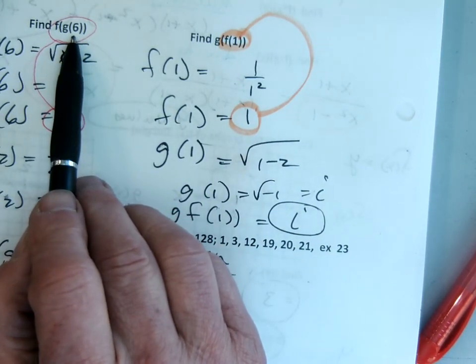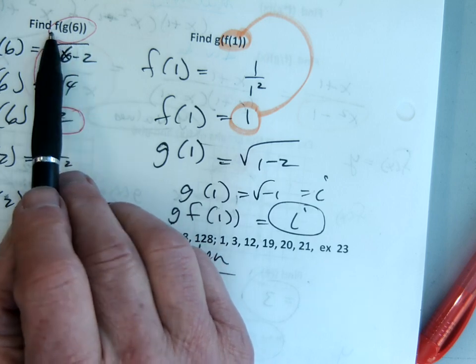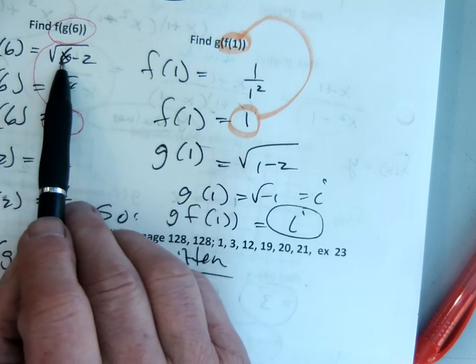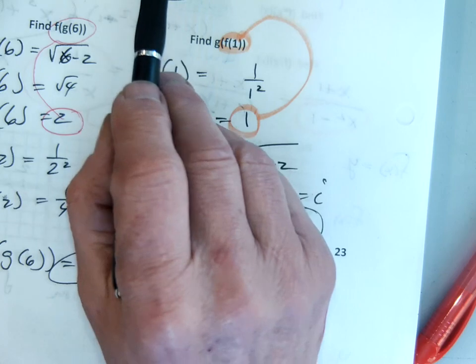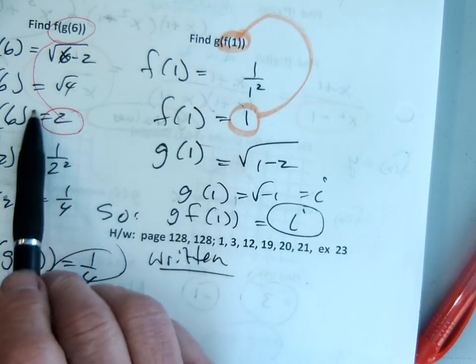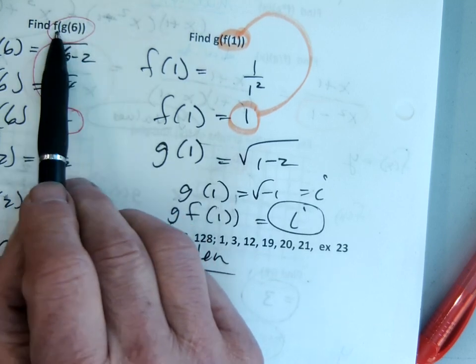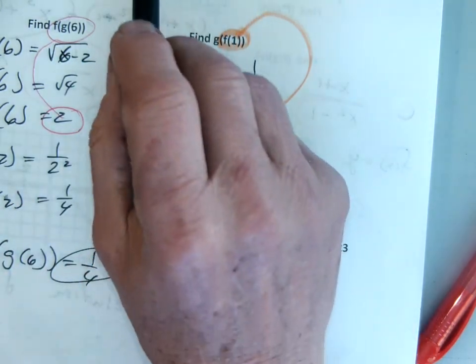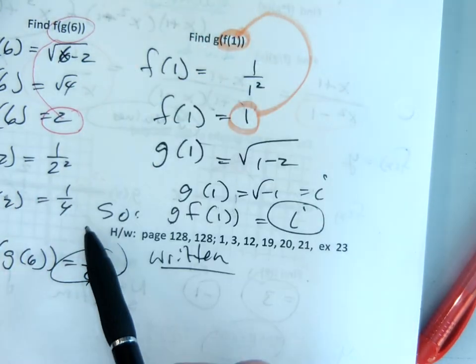Okay, I can do that. Plug 6 into g, and then take that answer, put it into f. So put 6 into g right there. 6 minus 2 is 4. Square root of 4 is 2. And took 2 and plugged it into f. 1 over 2 squared is 1/4.